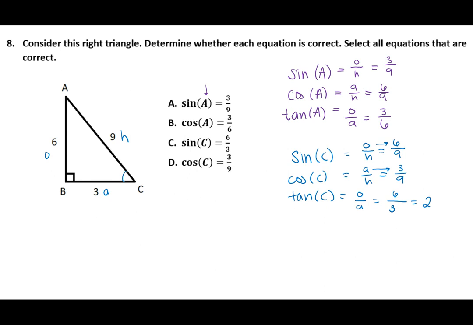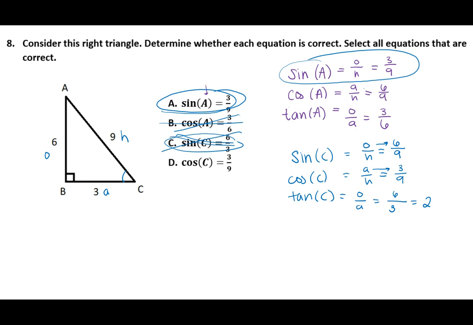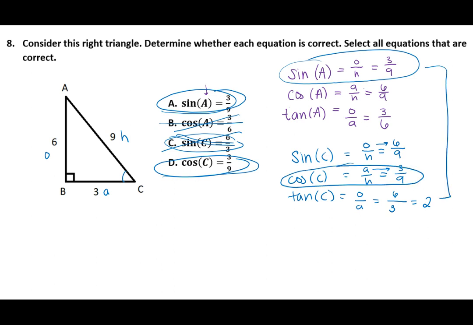Okay, so which one of these is correct? Sine of A is indeed 3/9, so this is correct. Cosine of A is 6/9. This is wrong. Sine of C is 6/9. This is wrong. Cosine of C is 3/9. This is correct. So this is how I want you to show your work. Write all 6 ratios.